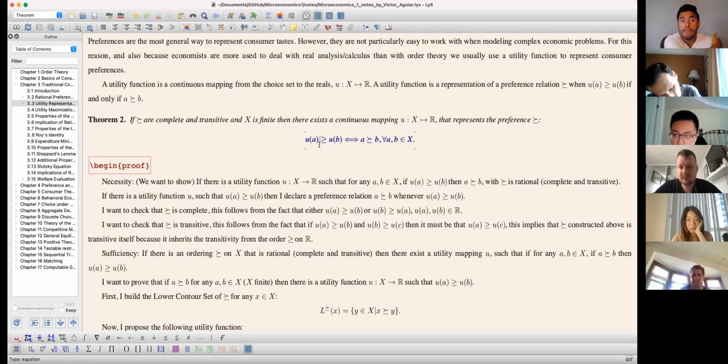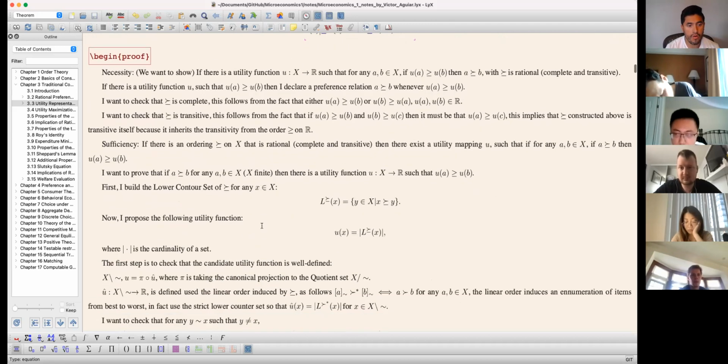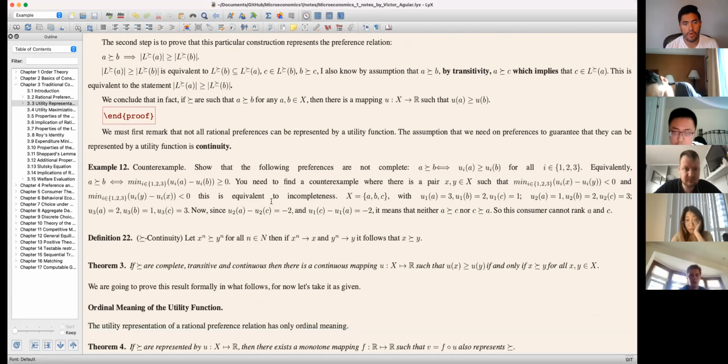Sorry, I have a question. In example 12, is the element B redundant?